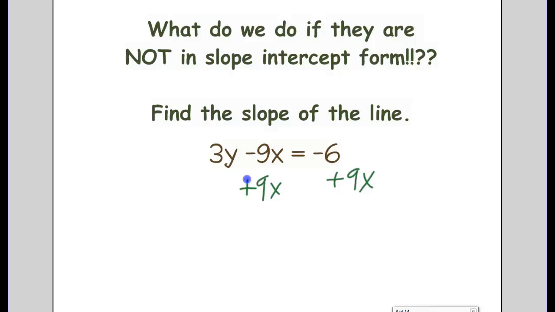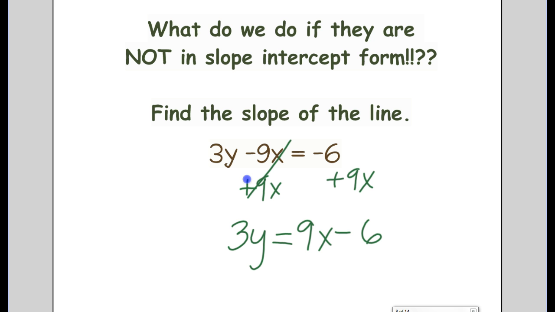9x. What is left on the left? 3y. 3y equals, now I like to write it in order. I like to write mx plus b. So I'm going to put 9x minus 6. I like to write it in order. I don't like to put the 6 first.